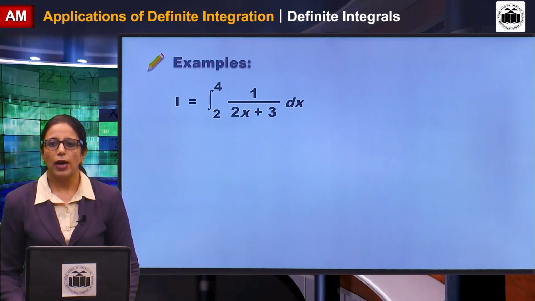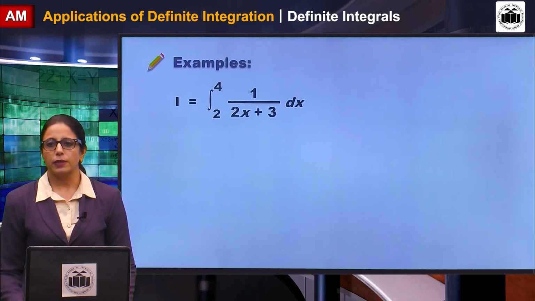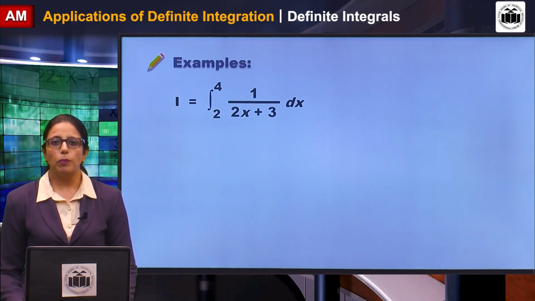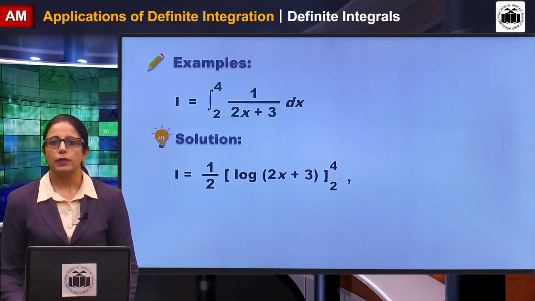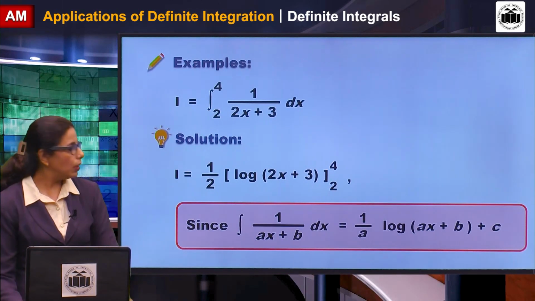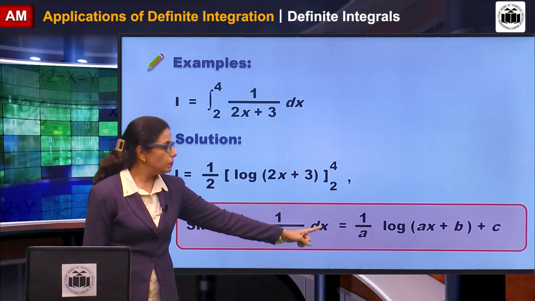Example where you are having integration from 2 to 4, 1 upon 2x plus 3 dx. Again, recollect, this is in the form 1 upon ax plus b. Now, what is the integration of 1 upon ax plus b? It is 1 upon a log of mod of ax plus b. You can see it is here and the formula is highlighted for you all. Integration of 1 upon ax plus b, 1 by a log of ax plus b plus c.